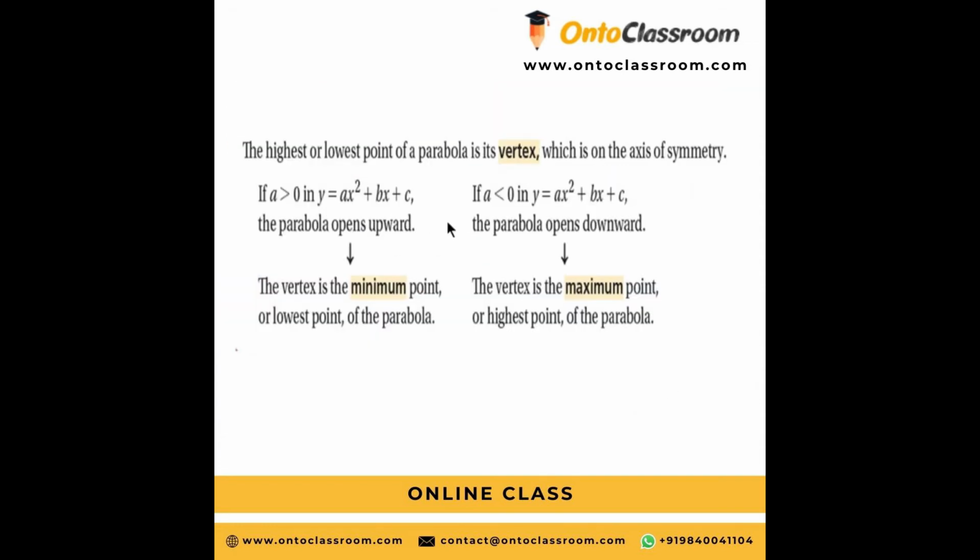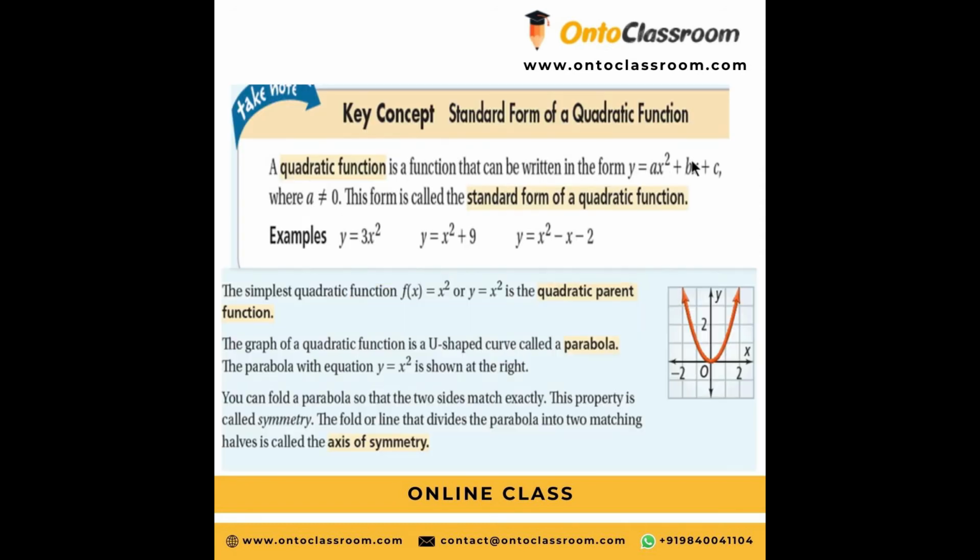Now let us see some more terms which we'll use in this lesson. The highest or the lowest point of a parabola is its vertex, which is on the axis of symmetry. If you go back and see, this point where I'm pointing is called the vertex, the point from where it starts. This is the lowest point, and it is on the axis of symmetry. So this point is called the vertex.